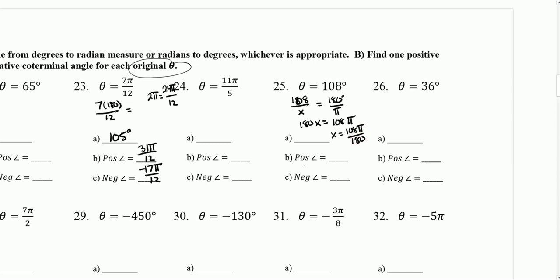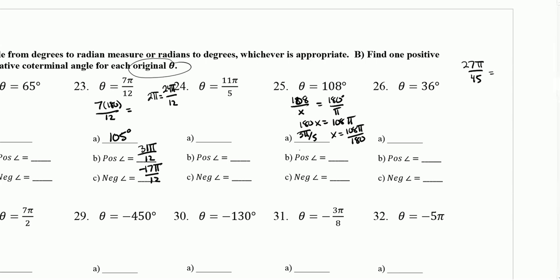Both are even, so you can certainly divide by 2, but the 108 and the 180 you can also divide by 4. So we got 108. If we reduce it by 4, we get 27 pi over 45. Both of those we can reduce even further. Divide by 9, we get 3 pi over 5. So 3 pi over 5 is what we're after.